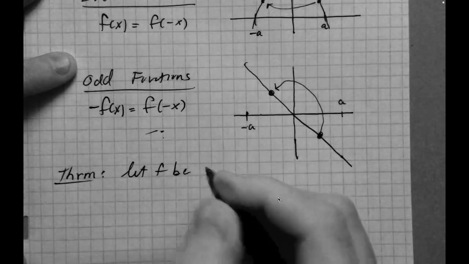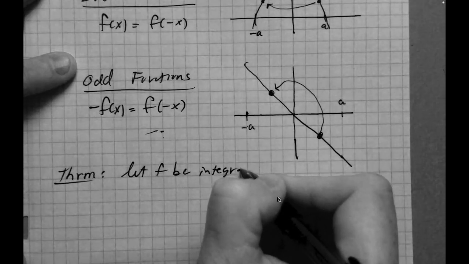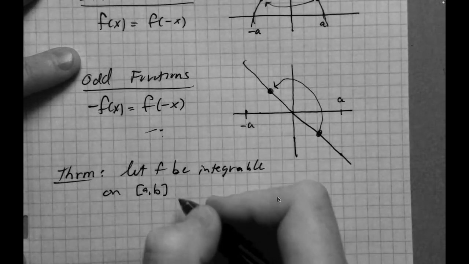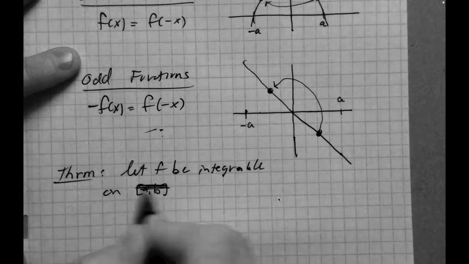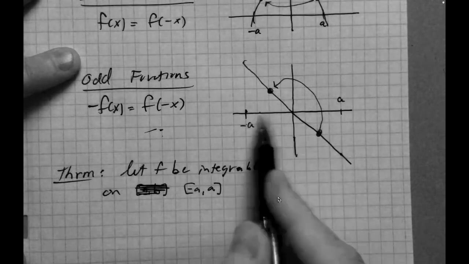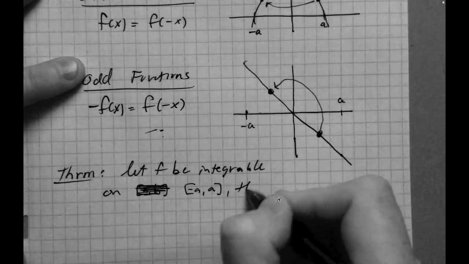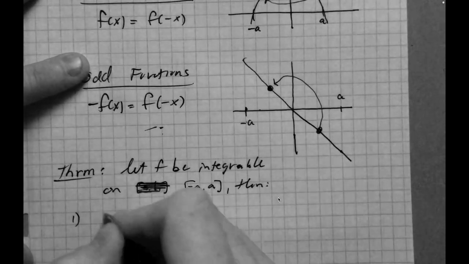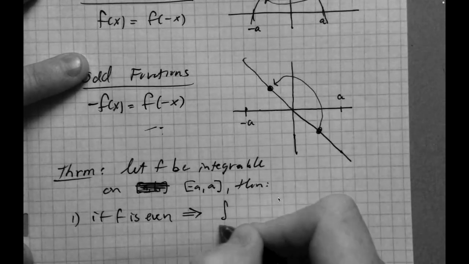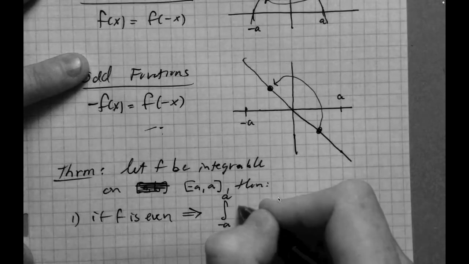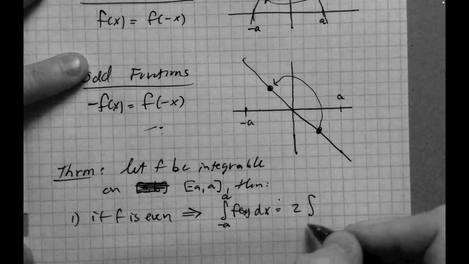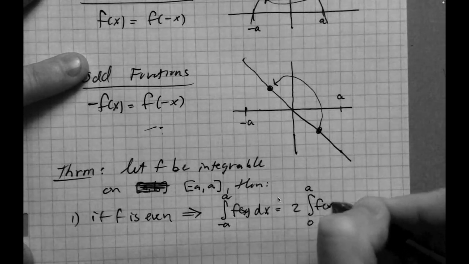Let f be integrable on... oh, sorry, actually not a, b. We're going to make it a symmetry here: negative a to positive a, kind of like what we were drawing here. Then, 1, if f is even, then the integral from negative a to a of f of x dx is equal to 2 times the integral from 0 to a of f of x dx.